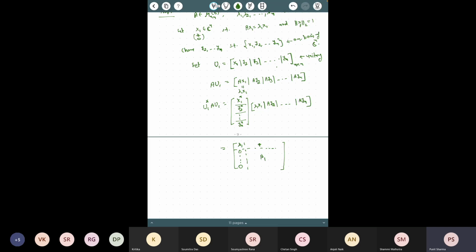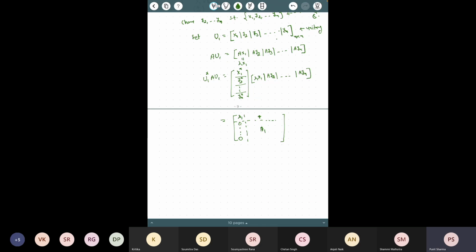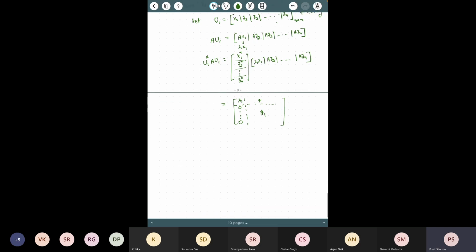So I'm calling this A1. At least you can see now the first column I have created zeros in the first column. So it is in the form of an upper triangular matrix. Whatever I did now for A, I will do the same thing for A1 also. So now let us look at the second step.